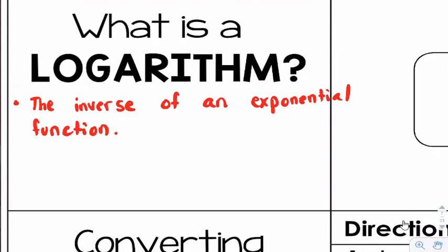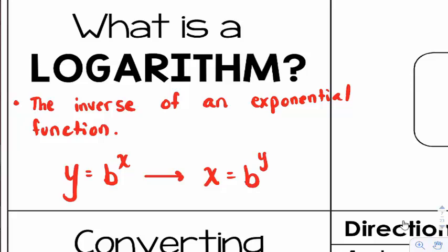And if you don't remember what an exponential function is, well, this is an exponential function. So it's y equals b to the x. Well, the inverse of that function is where you take the x and y values and you switch their places. So it's x equals b to the y. Normally, if you were trying to find the inverse of this function, you would take this and solve it for y.